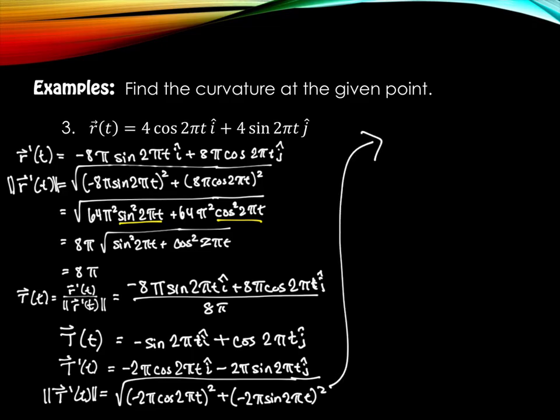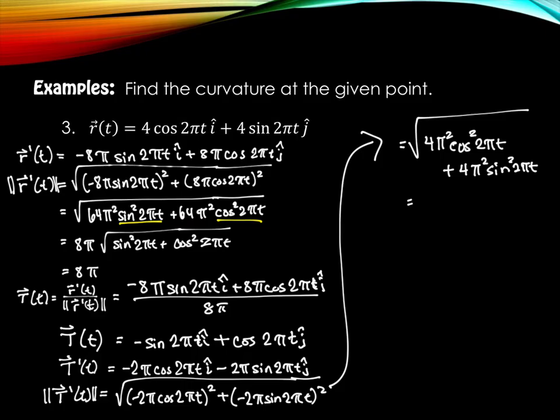All right, so the first piece ends up giving me the square root of 4 pi squared cosine squared of 2 pi t, plus 4 pi squared sine squared of 2 pi t. And this looks familiar, right? It looks a lot like the other piece. What will this become? It'll be 2 pi.